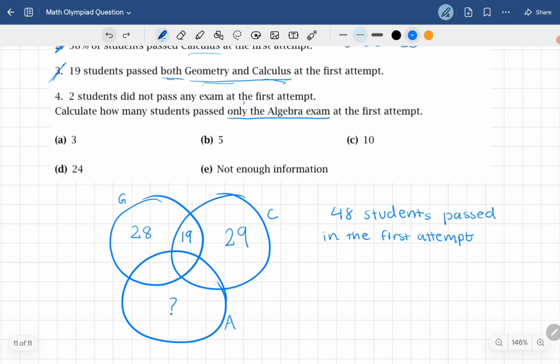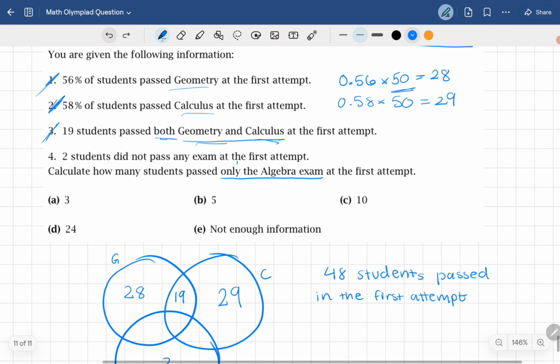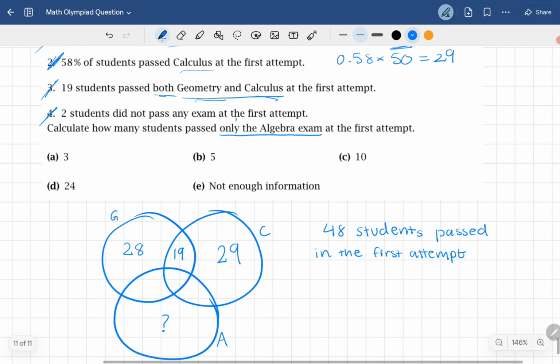The reason I multiplied by 50 is that it says 56% of the students. So it's talking about all the students. That's why I took 50. Here I'm just saying that only 48 students passed in the first attempt, because that's essentially all I can get out of statistic 4. All right, so we have all our information from the statistics.